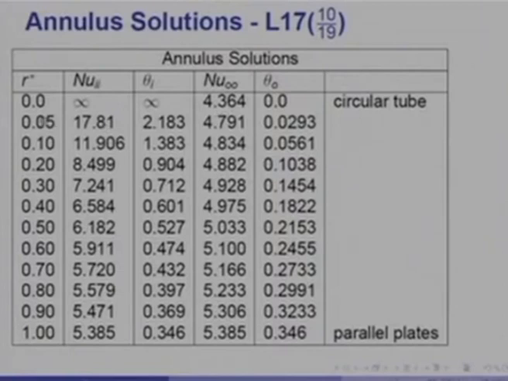As I go on increasing the inner radius, you can see that the coefficients and the Nu_oo values go on changing. When R star becomes 1, you essentially have flow between parallel plates. In this case, both Nu_ii and Nu_oo, and theta_i and theta_o, are exactly identical, as they should be, and our table confirms that they turn out to be the same.